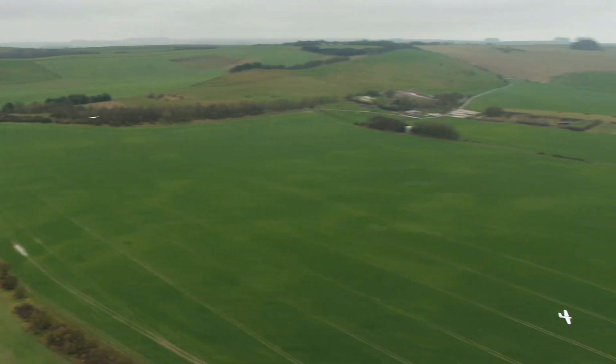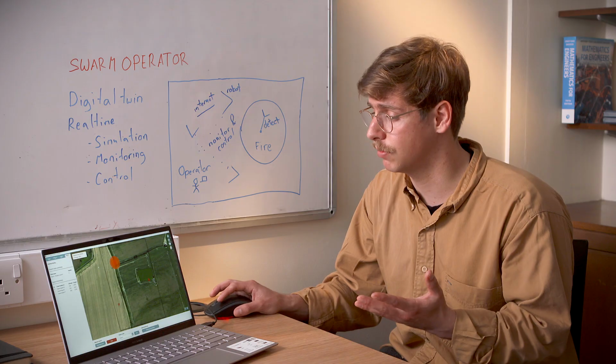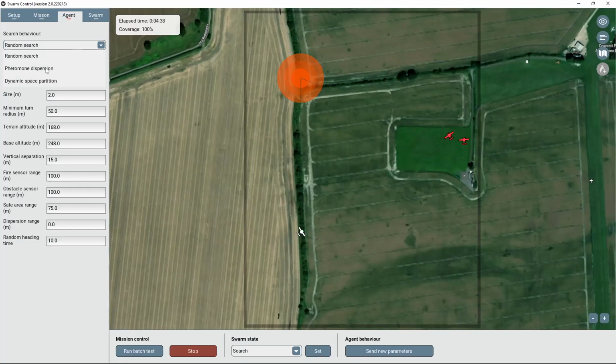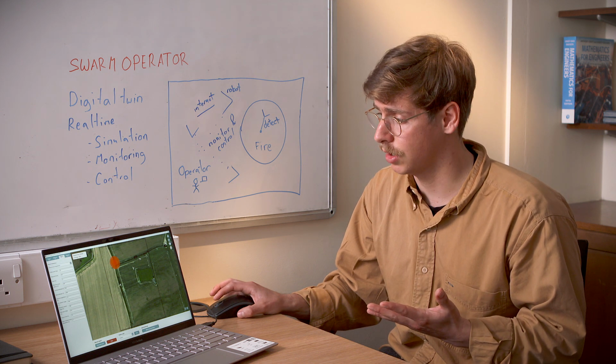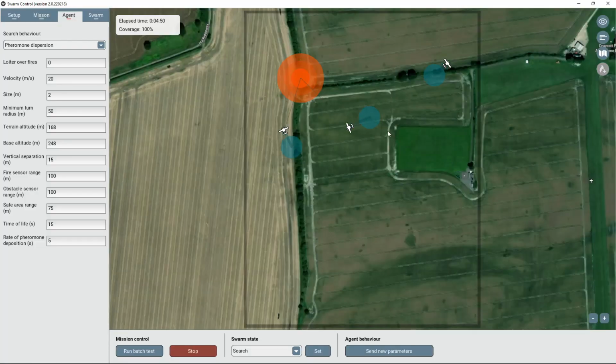If the swarm operator sees that the aircraft don't really respond to what the operator wants them to do, or if they want to choose a different searching strategy, they're able to choose a different pattern, like a pheromone dispersion, and change the behavior of the aircraft. So now we can see the aircraft moving onto a straight line, depositing information about their previous locations to the swarm.